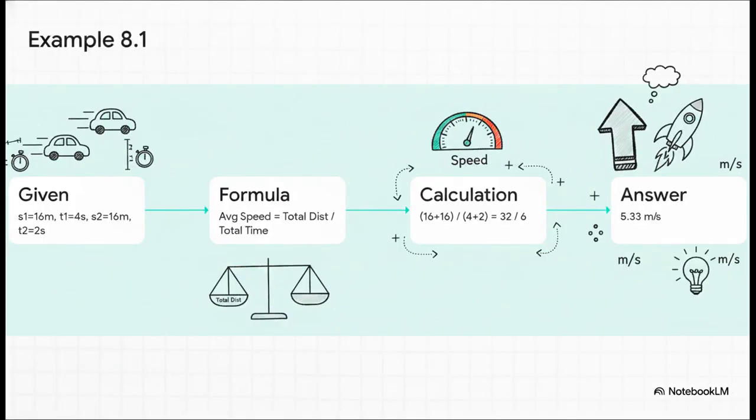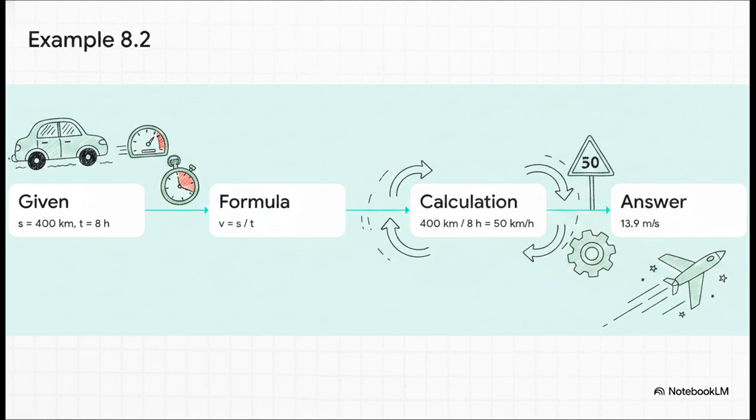Let's tackle our first numerical problem together, step by step. Our problem states that an object travels 16 meters in 4 seconds, and then another 16 meters in 2 seconds. First up are given values. The distances are 16 meters and 16 meters, and the times are 4 seconds and 2 seconds. Next, what's our formula? Average speed equals total distance divided by total time. Now for the calculation. 16 plus 16 gives us 32 meters for our total distance. 4 plus 2 is 6 seconds for our total time. Finally, 32 divided by 6 gives us our final answer of 5.33 meters per second.